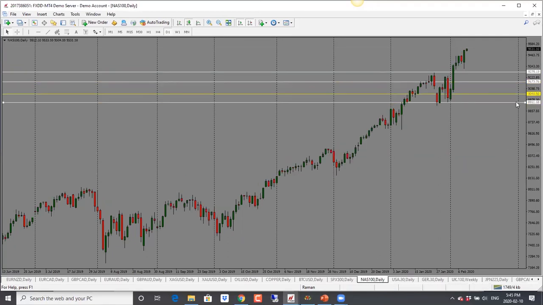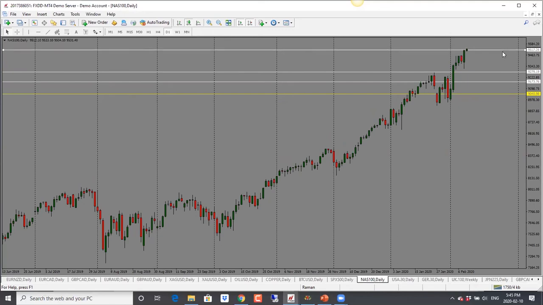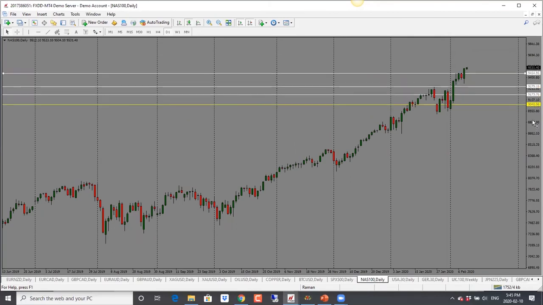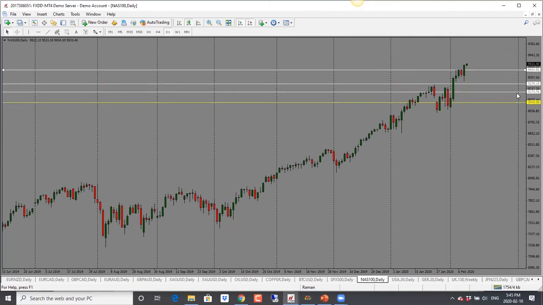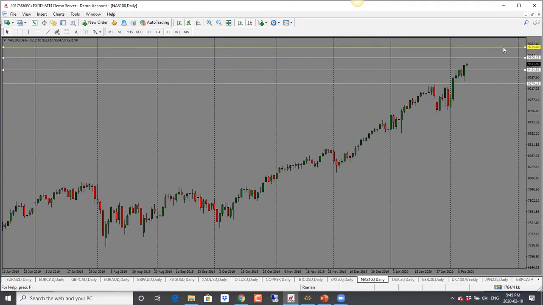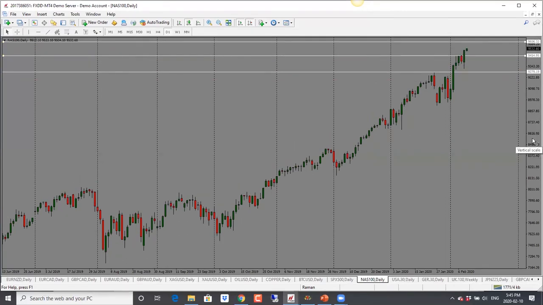Nasdaq, same thing here. It's at all-time highs. It's gone through this previous resistance, and it is looking quite bullish here. In terms of the target, I'm looking at 9600 as the first target, and then above that we've got 9700 as the next one. So bias is bullish for Nasdaq as well, looking quite bullish here actually.